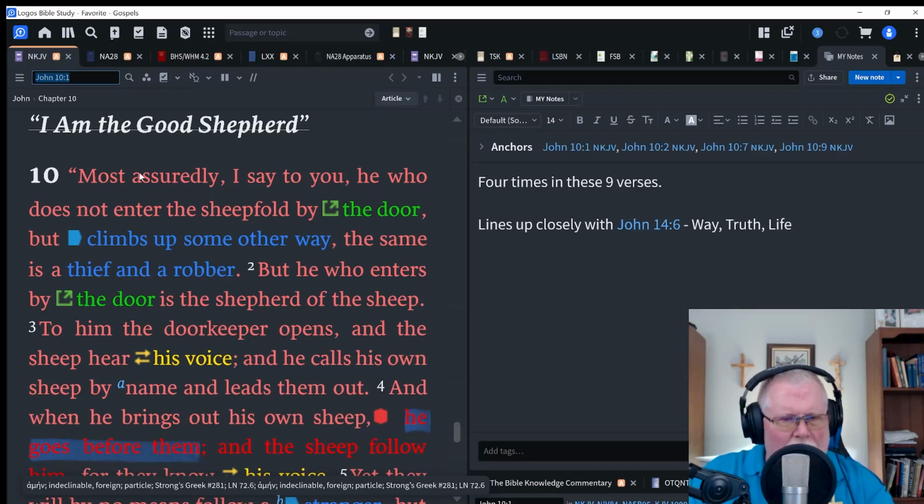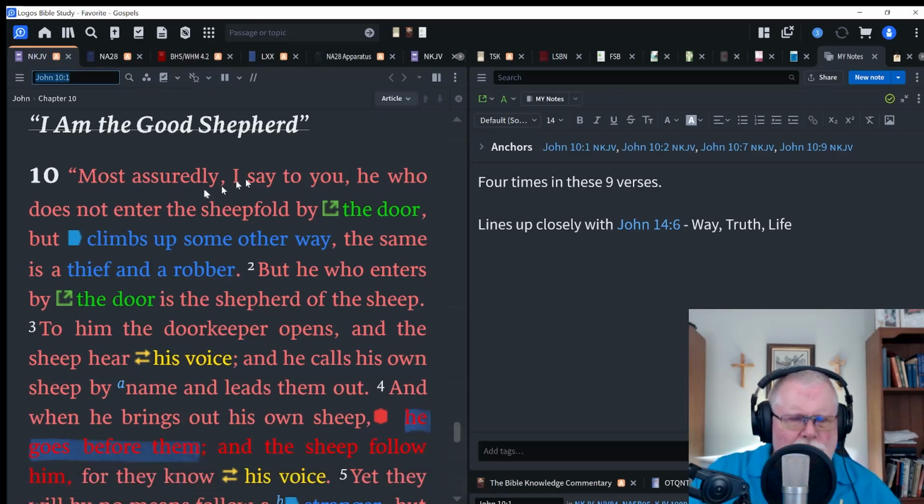But when John talks about the Jews, he's talking about the leadership, the power structure, the Sanhedrin, the Pharisees, the Sadducees, the scribes. Matthew and Mark and Luke, they'll break them out as groups. John wrote his gospel much later, and he just lumps them all together. Most assuredly, I say to you, he who does not enter the sheepfold by the door, but climbs up by some other way, the same is a thief and a robber.